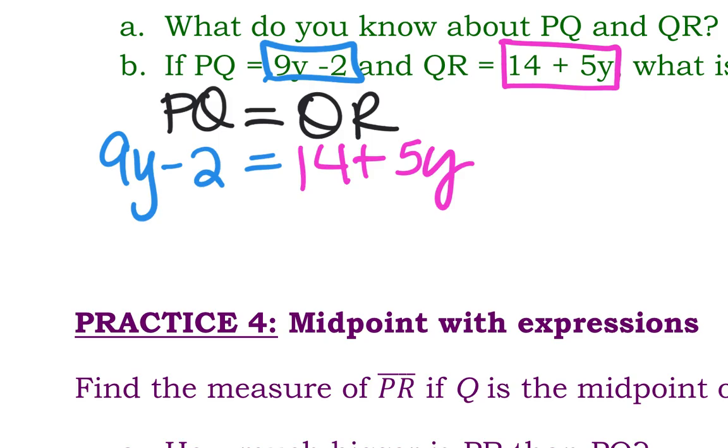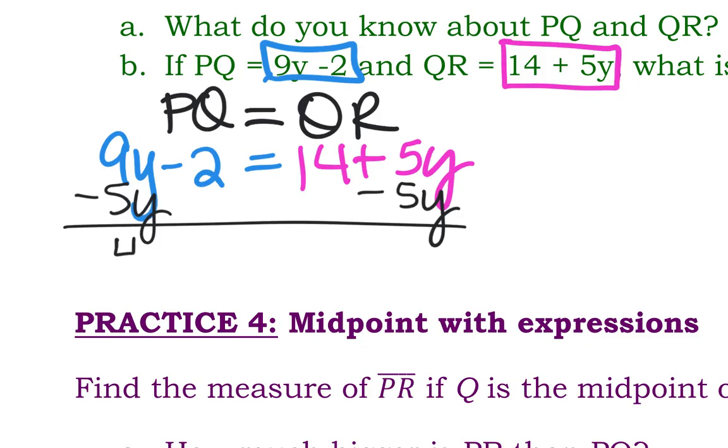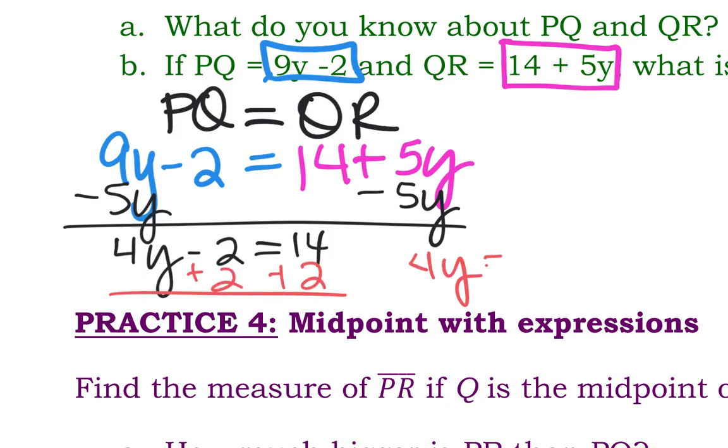There's the algebra, so I'm just going to go through it. Let's subtract 5y. 4y minus 2 equals 14. Add the 2. 4y equals 16. What's our y value? 4. All right, y value should be 4.